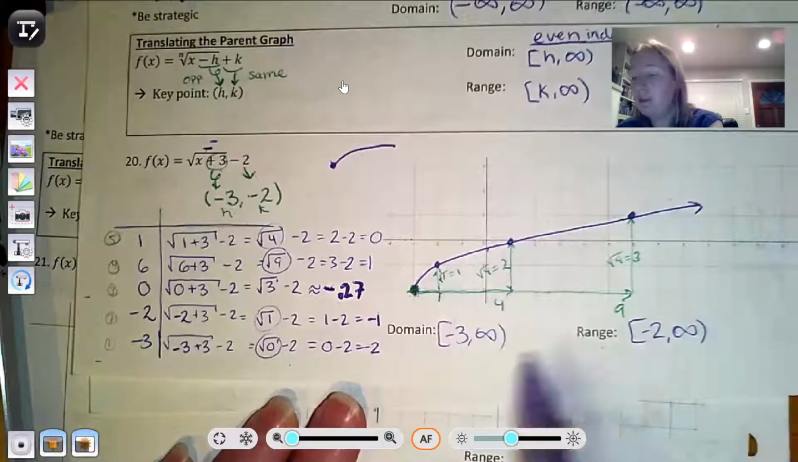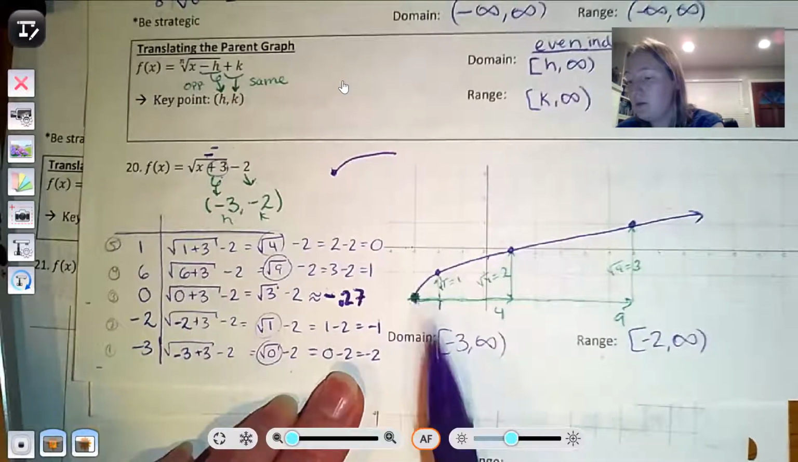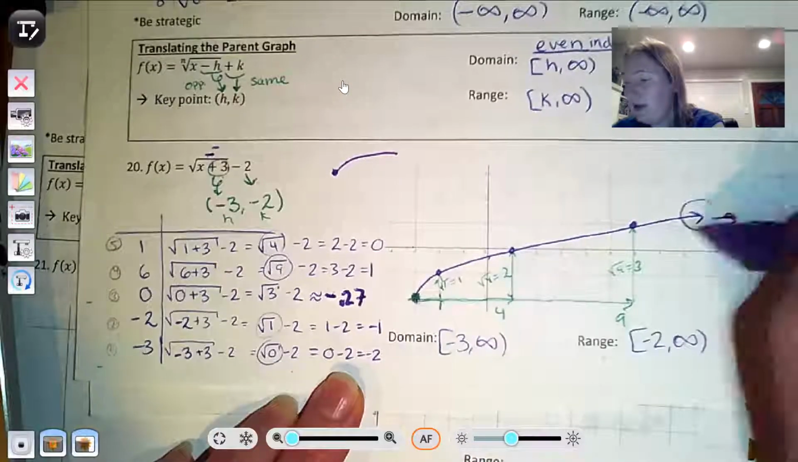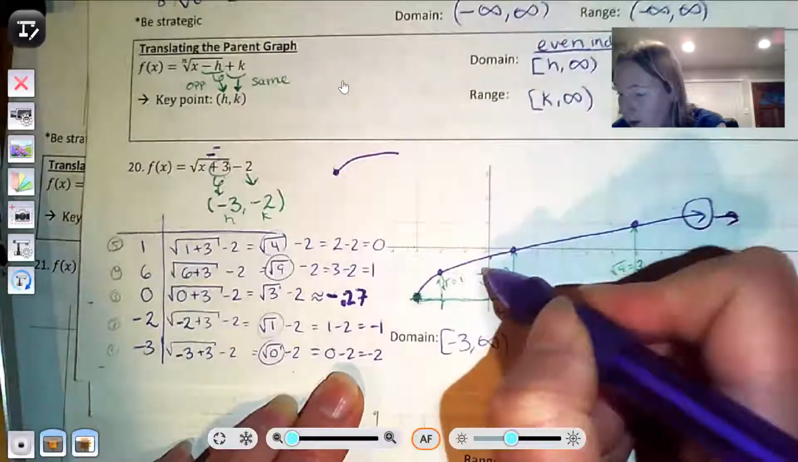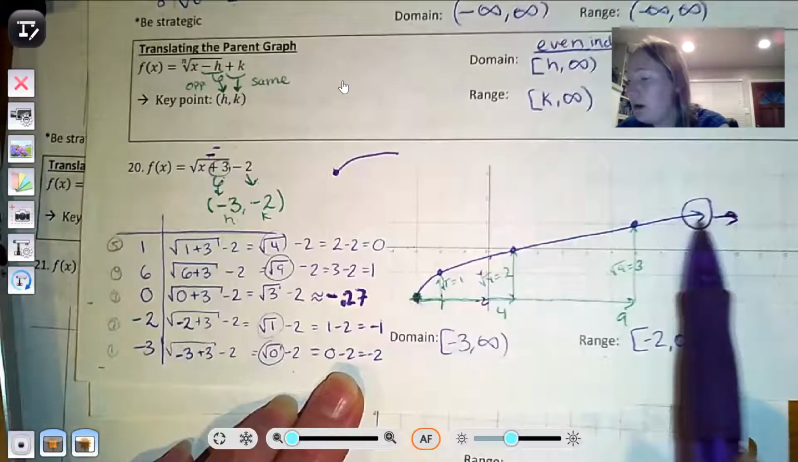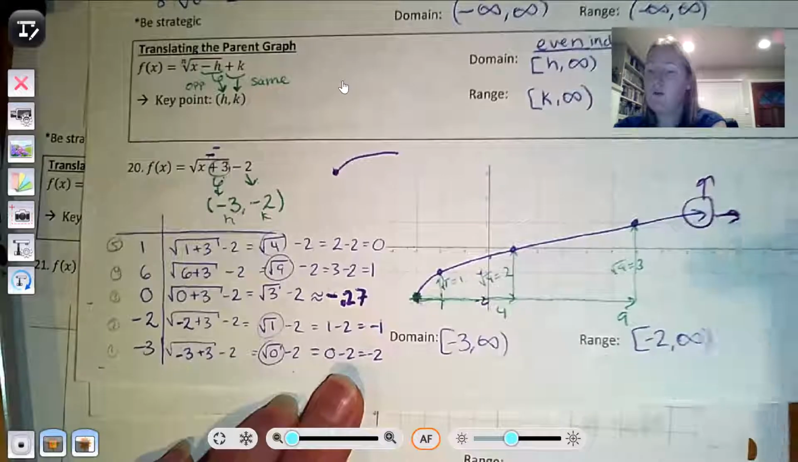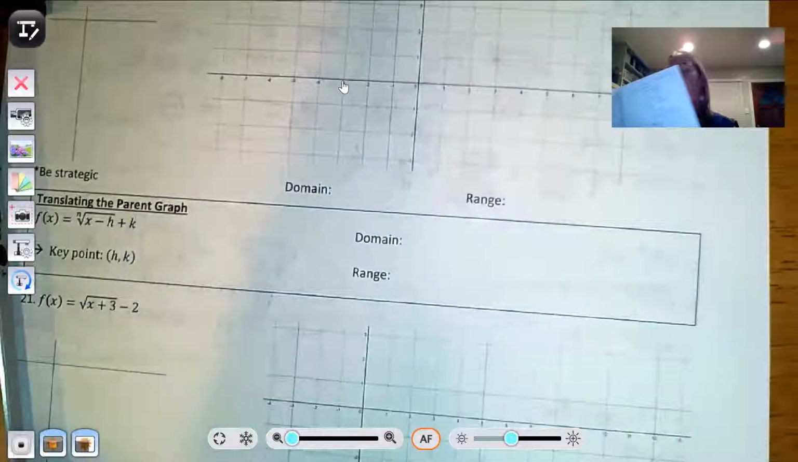The domain is your, again, smallest x to largest x, so -3, closed dot, so bracket, to infinity. And then your range, your smallest y, is down here at -2. So it goes from -2, and then it keeps going up, so -2 to infinity. So I hope that helps with the basics of roots and some of the graphing.